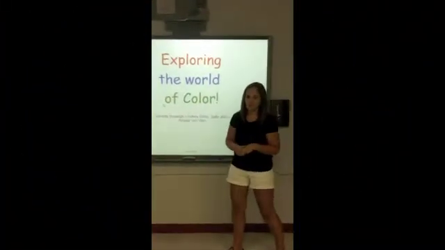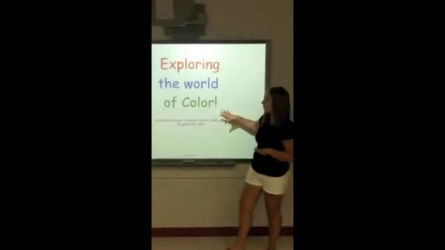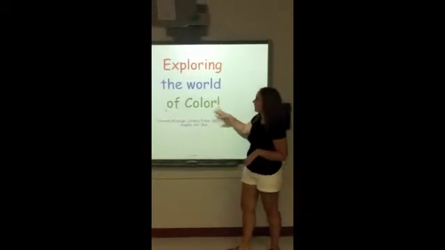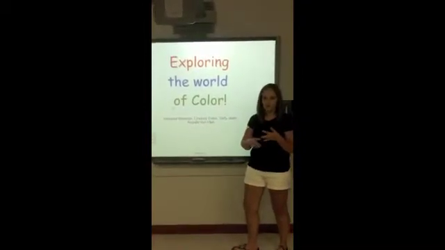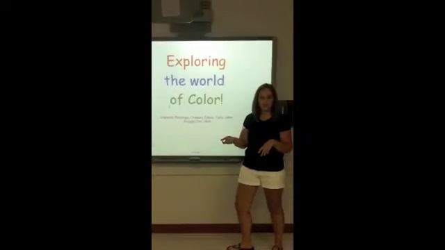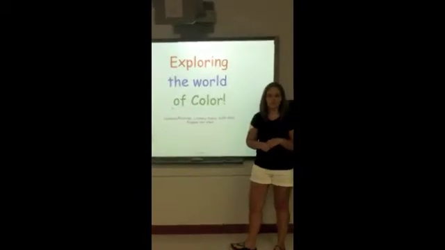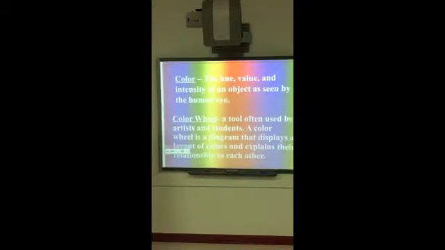Project 15 Smartboard presentation. Today we're going to be in a K through 2, second grade or third grade classroom, and we're going to be exploring the world of color. We'll be talking about things such as color, color wheel, tints, shades, the primary colors, complementary colors, the value scale, and secondary colors. Color is the hue, value, and intensity of an object as seen by the human eye.